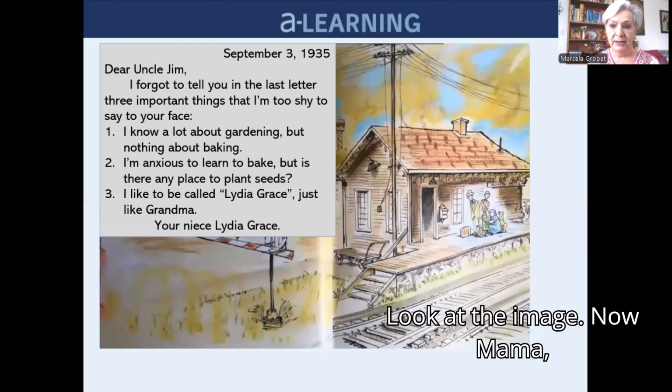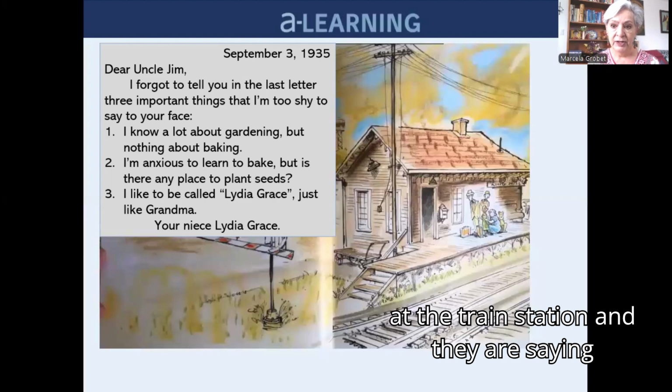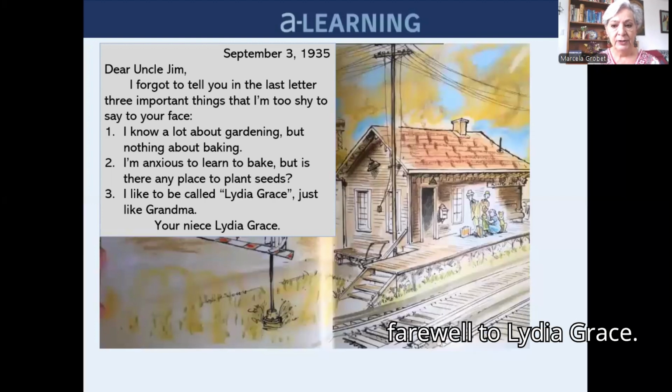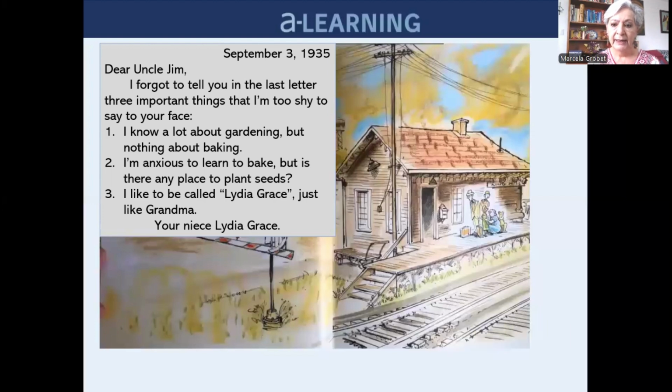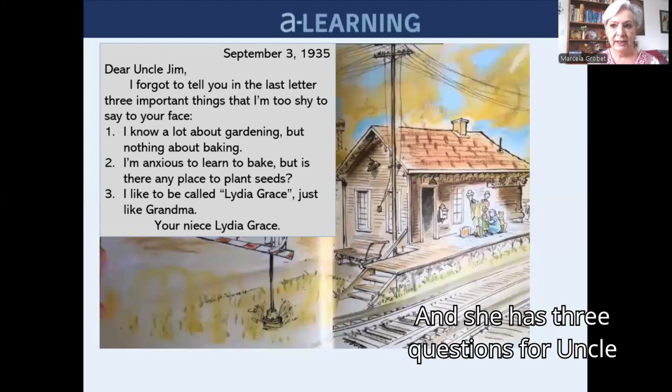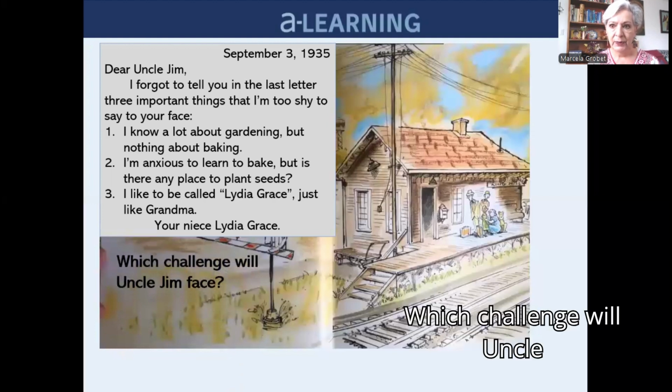Look at the image. Now Mama, Papa, and Grandma are at the train station and they are saying farewell to Lydia Grace. Well, even the dog is there to say farewell to Lydia Grace. And she has 3 questions for Uncle Jim. Which challenge will Uncle Jim face?